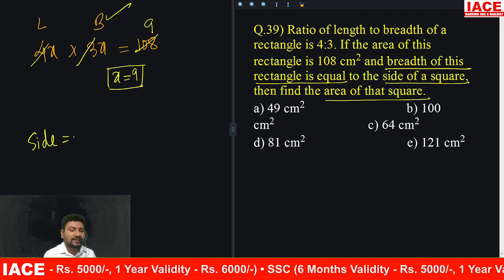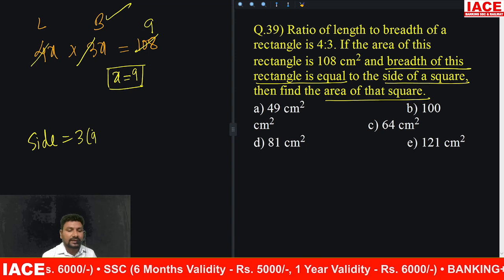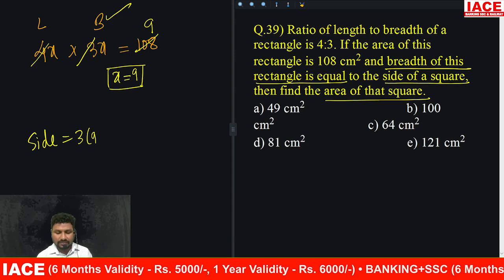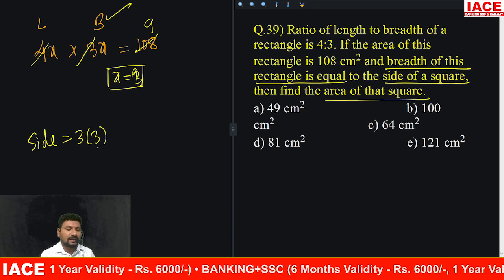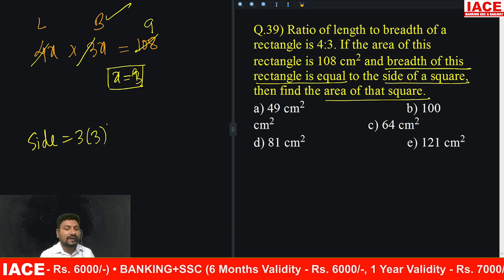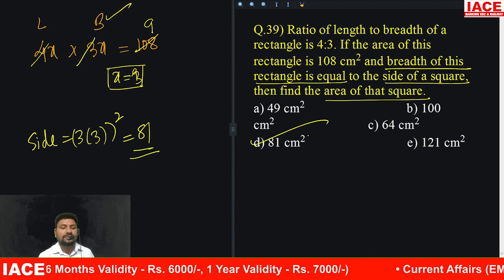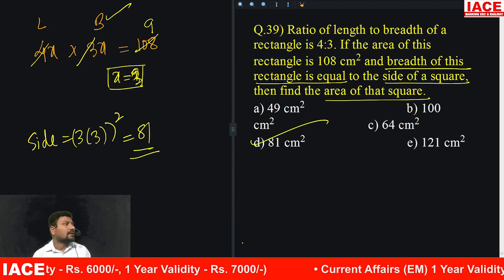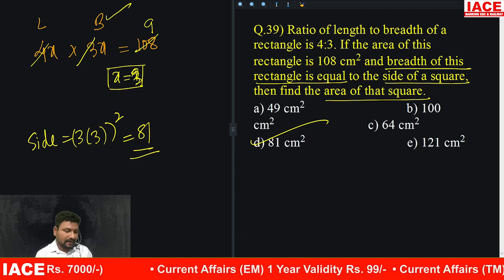Then side is equal to how much? The breadth. The breadth equals 3x. 3 into x is how much? x is 3. So 3 3s are 9. We require 9 square. 9 square is equal to what answer? 81. Option D. So once you know the breadth, you can calculate the area. Next.